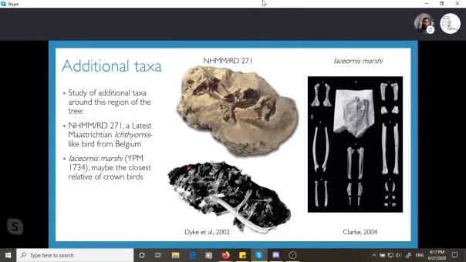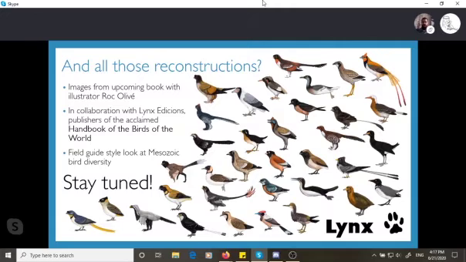So, well, just to finish, in case you've been wondering where all those illustrations come from, I've been working on an upcoming book with illustrator Roc Olivé. It will be published together with Lynx Edicions, which are the publishers of the acclaimed Handbook of the Birds of the World, and it will be a field guide style look at Mesozoic bird diversity.